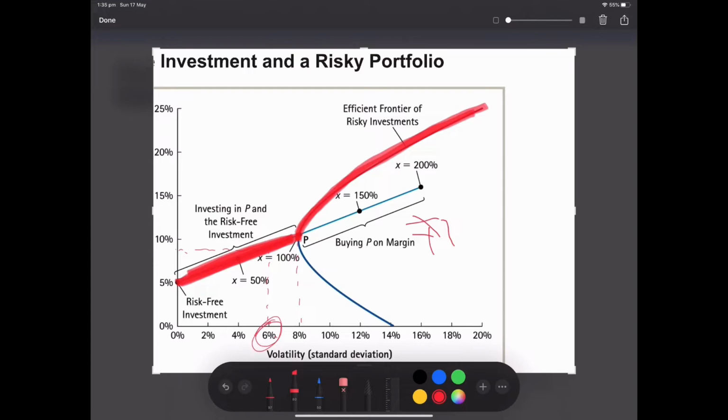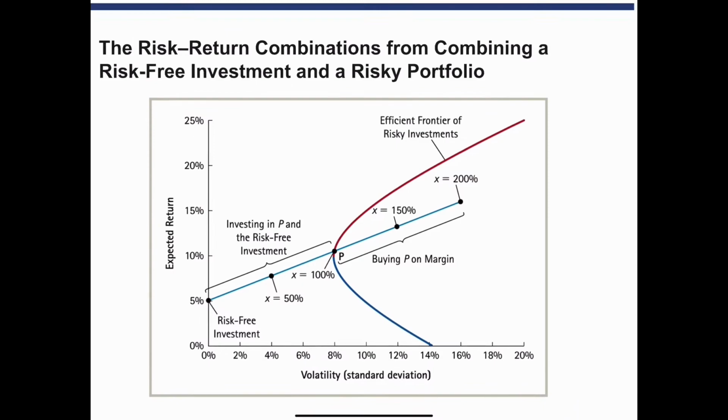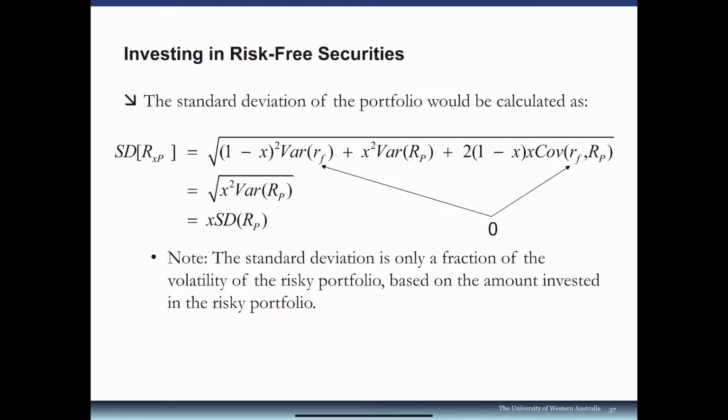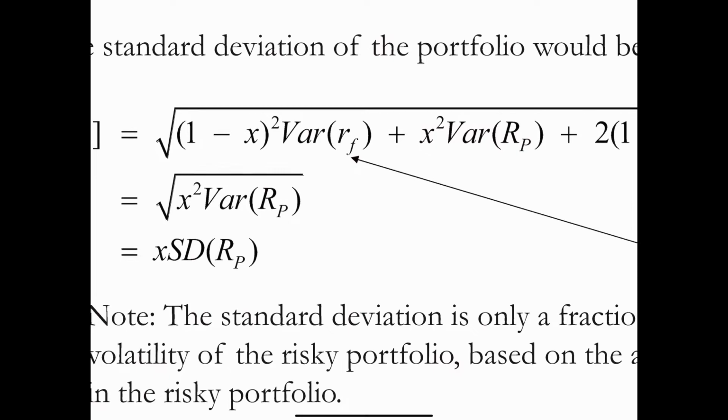But it shouldn't stop just there. Why? Because we just randomly picked a point P. We're going to come back to cover that point, but now just very quickly, to show you how we calculate the standard deviation of the portfolio, where allocating part of it in the risk-free asset is very important. Remember the calculation equals the weight in the risk-free asset squared times the variance of the risk-free asset, plus the weight squared times the variance of RP, plus 2 times the weight times (1 minus weight) times the covariance of the risk-free asset and RP.